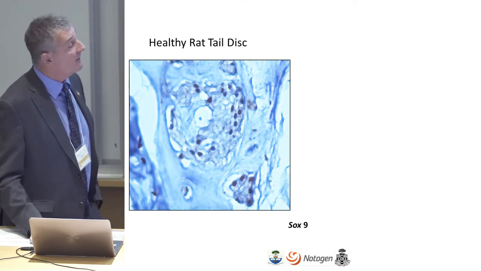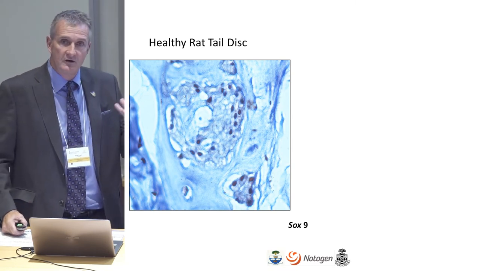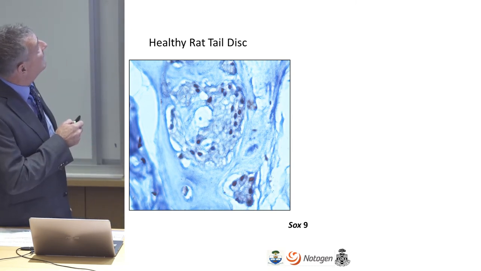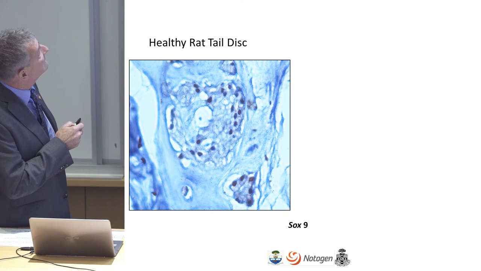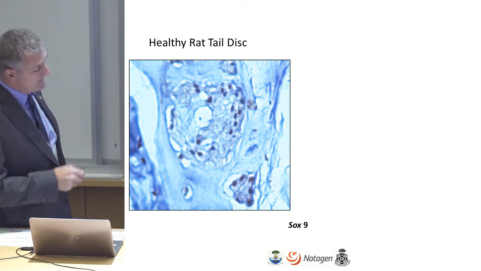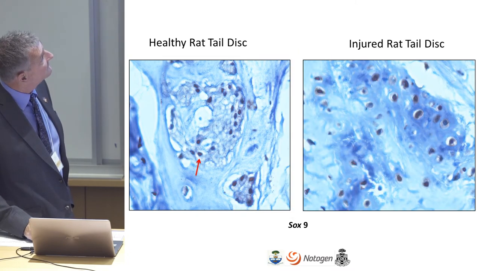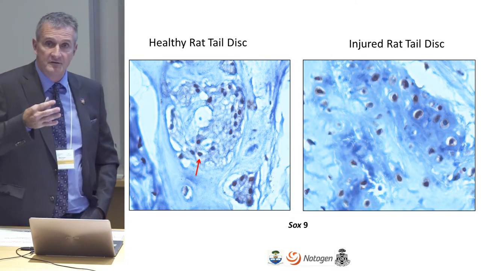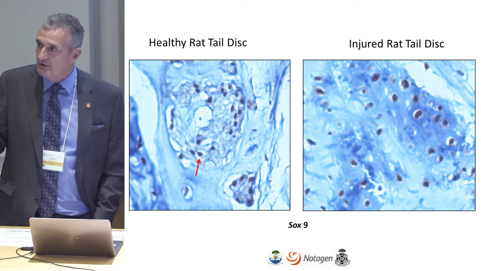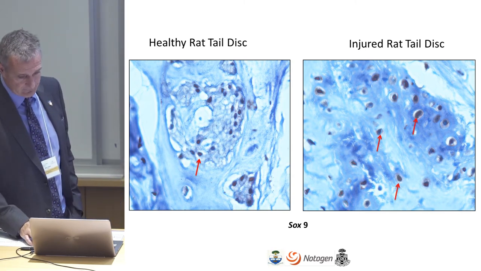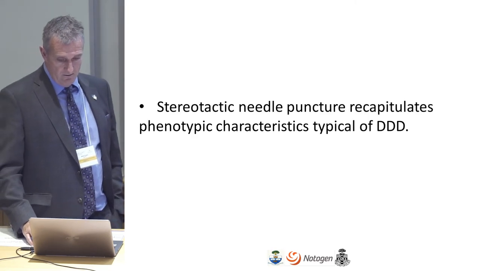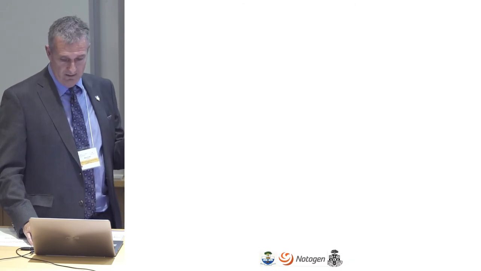And this is SOX9, a major cartilage marker. And you can see it's not very much. It's right here, these brown things, a little bit in these notochordal cells. But 10 weeks later, it's everywhere. So it shows that the disc degenerates and turns into kind of a cartilaginous degenerative phenotype. Okay. So we think that this injury can model what happens in human disease.